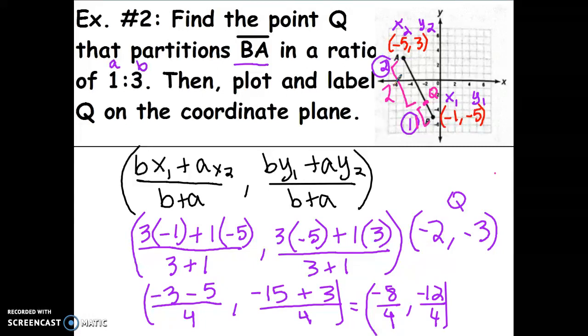But you pretty much get the gist. Plug the numbers into the formula and solve. So let's go ahead on to your you try problem.